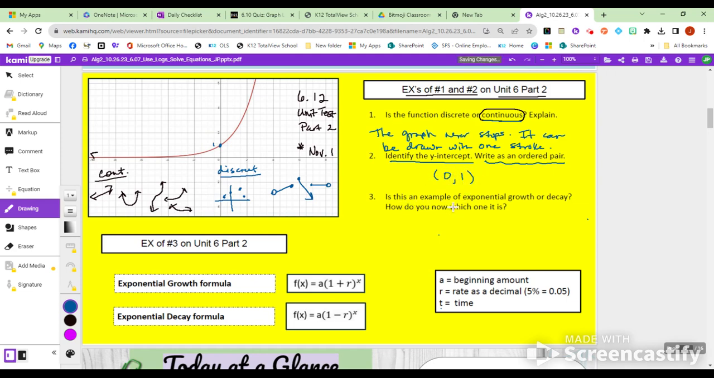Number 3 says, is this an example of exponential growth or decay? This is growth where it's rising from left to right. And this would be an example of decay where it's falling. This is definitely growing from left to right, so you would answer growth. And then it says, how do you know? You could say the function is increasing from left to right.